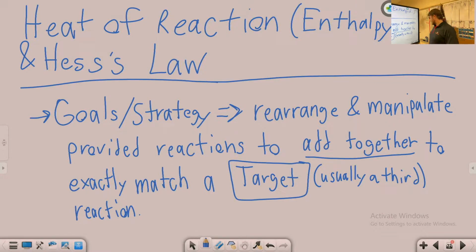Okay, Hess's Law. We're going to do a little practice problem here on solving some Hess's Law problems. You might notice it familiar. Anyway, more problem solving can be found on the Hess's Law slides, which I'll get to in a moment.